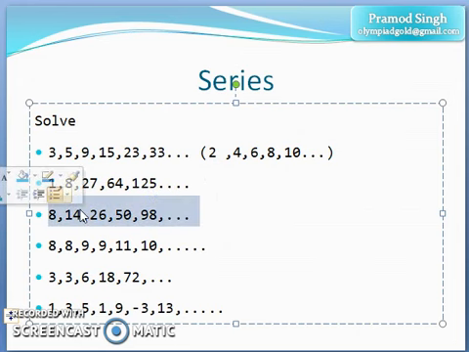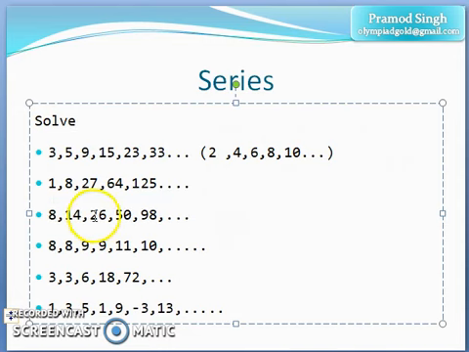What about this one? 8, 14, 26, 50, 98. Okay, it is an increasing one. And how is it increasing? It's almost doubling, right? So 8 multiplied by 2 is 16. 16 minus 2 is 14. Then 14 multiplied by 2 is 28. 28 minus 2 is 26.